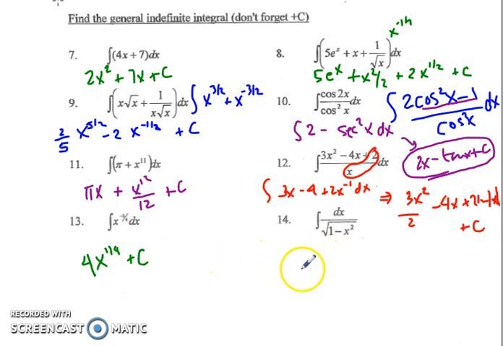And then 14, you just have to memorize and recognize that this is the derivative of arcsine, so it integrates to the arcsine of x plus c.